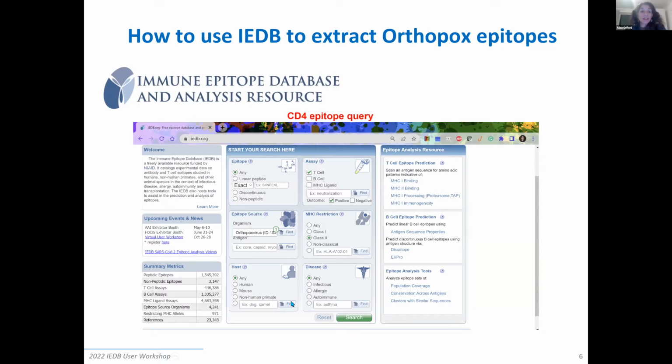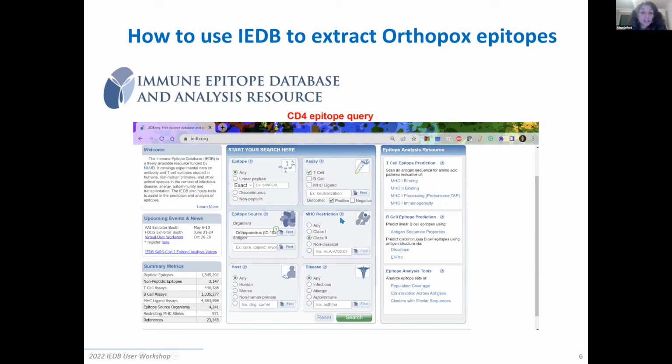And so you've already seen the IEDB query, so I'm not going to explain the different sections. But for instance, if we're interested in understanding what the orthopox epitopes are, particularly the CD4 epitopes, you could click on the assay, making sure to include the T-cell response and positive response because we want to look at epitopes only. You can select the organism, and for this specific query, we actually went broader. We wanted to check all the Orthopoxviruses.